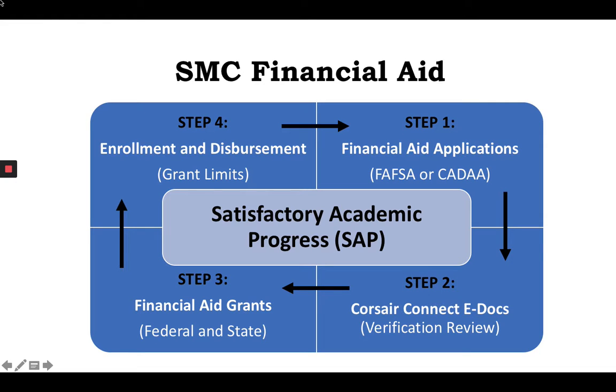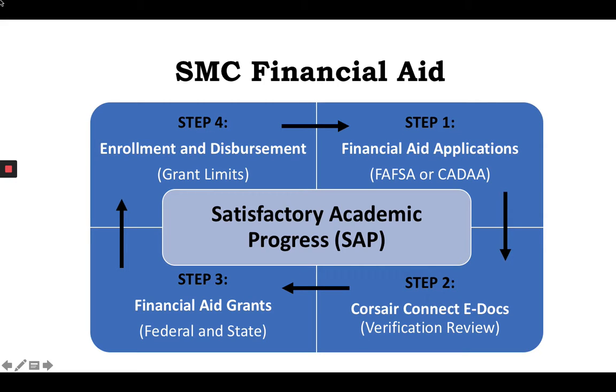The first step is to complete an application, and there are two types: the FAFSA or the California DREAM Act application. Students who are U.S. citizens or permanent residents must submit a FAFSA. The California DREAM Act application is intended for dreamers who have graduated from a California high school. Both applications ask the same income questions for the student and parent.